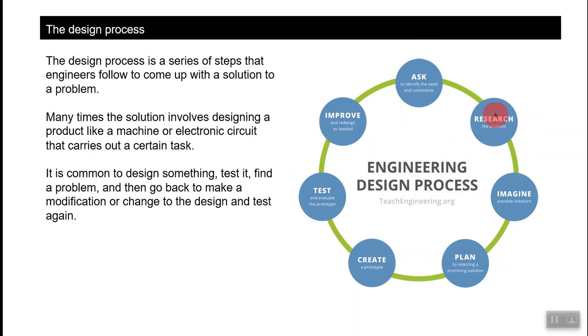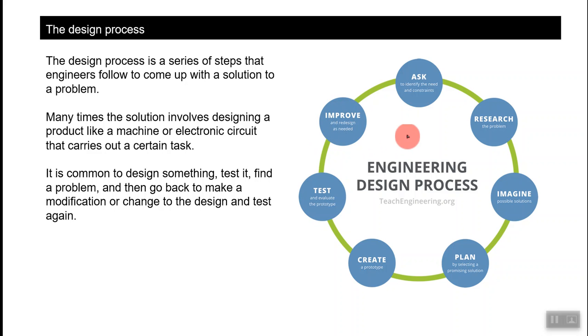Then you might do a little bit of research on the problem. Imagine possible solutions, so come up with ways you could solve it. The next step is to plan by selecting a promising solution. This stage should offer a number of solutions, and then you pick which one is the best idea. The next step is to create a prototype, which is like a mock-up of the circuit that you're trying to build. Then you test it, see if it works, and make some improvements to it. And that's what you do in this stage as well.